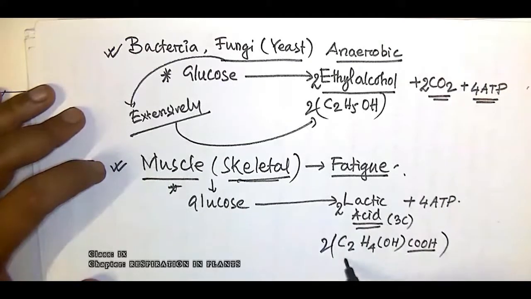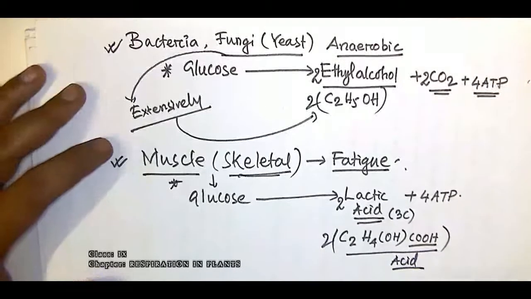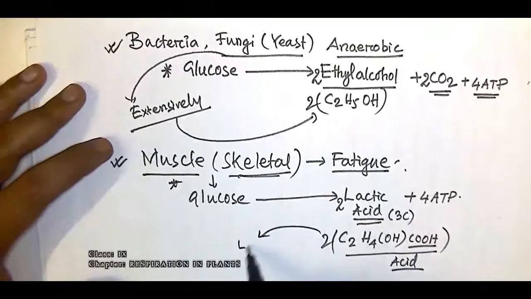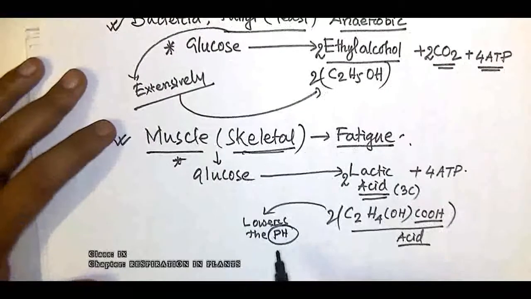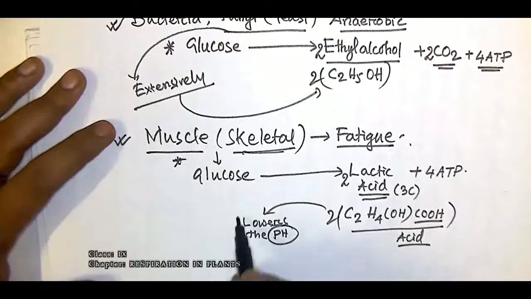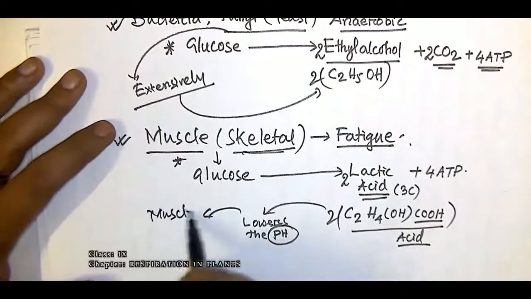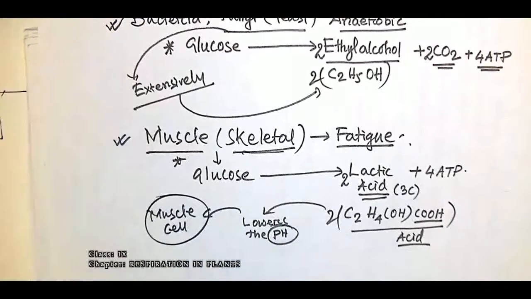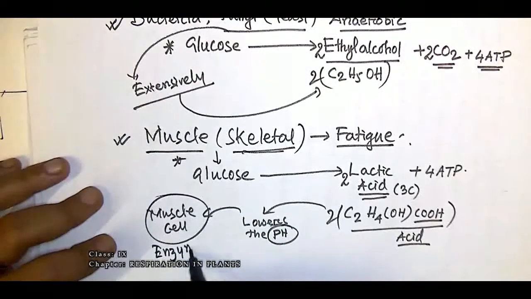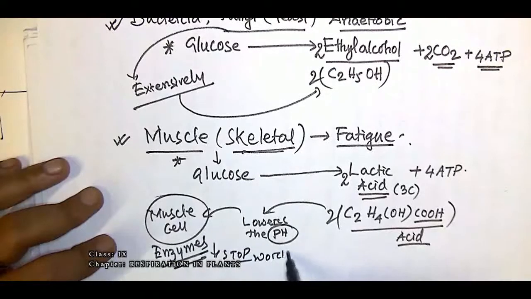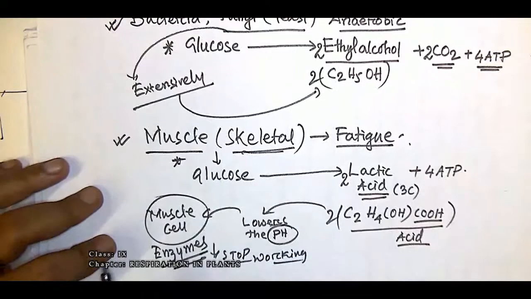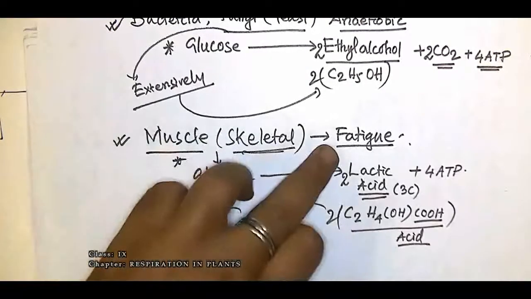Now, what happens is this lactic acid is an acid, right? So, what is the problem, sir? The problem is acid lowers the pH. You know what is pH, right? So, as the pH is lowered in the muscle cell, okay, what is going to happen in the muscle cell? The enzymes who are involved in muscle contraction, they will stop working. Now, as they stop working, the muscle contraction will not occur. This is the reason why your muscles become fatigued.